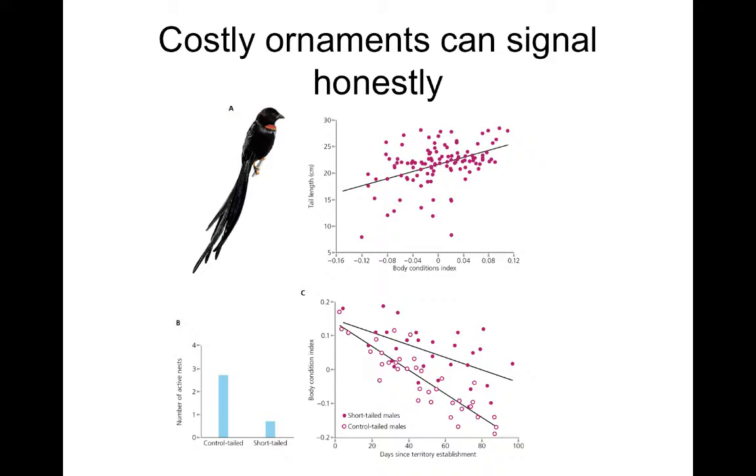All right, so one thing that costly ornaments can signal is honesty. So the best ornaments, if you will anthropomorphize, are those that are expensive to make and where an animal can't cheat, or a male can't cheat in making it.